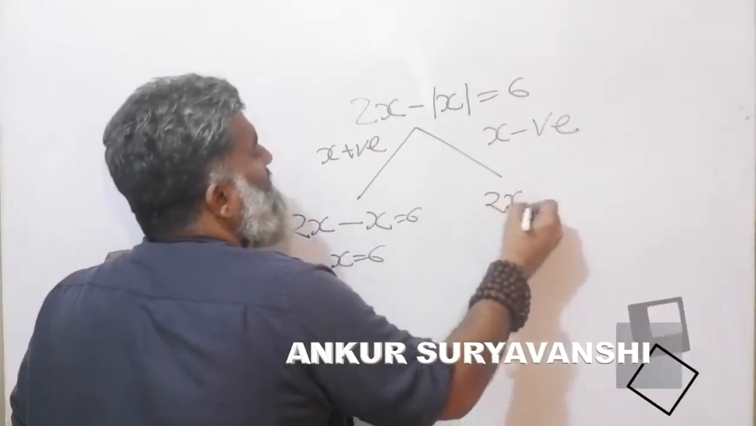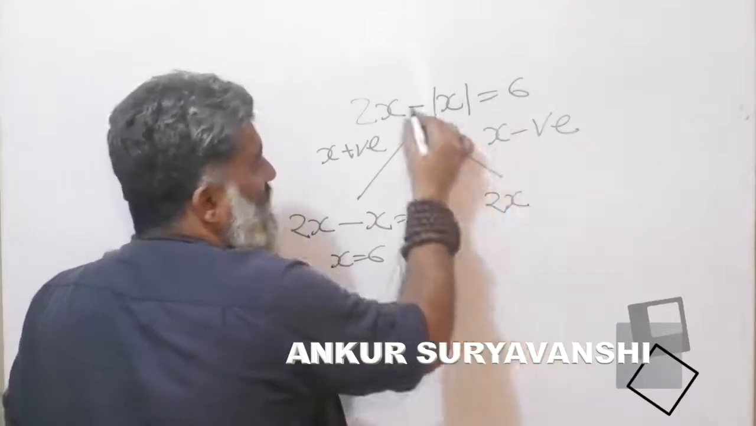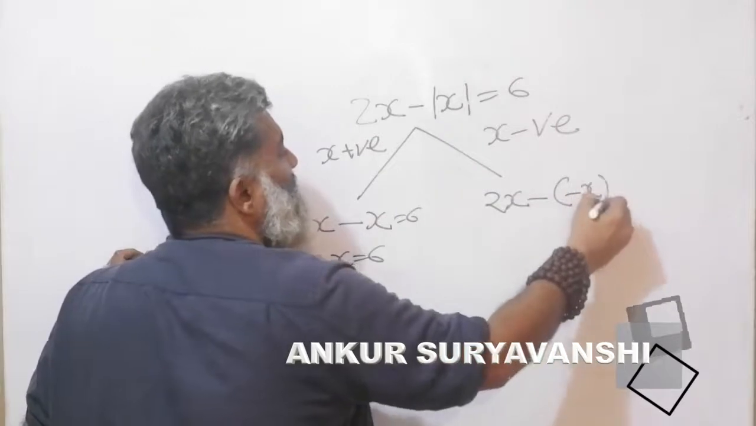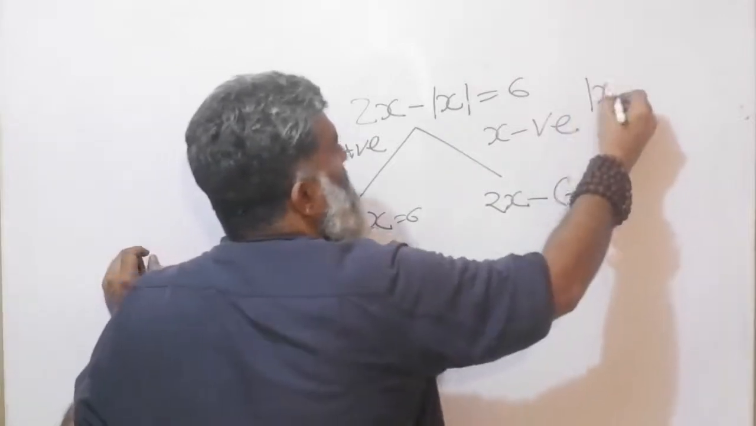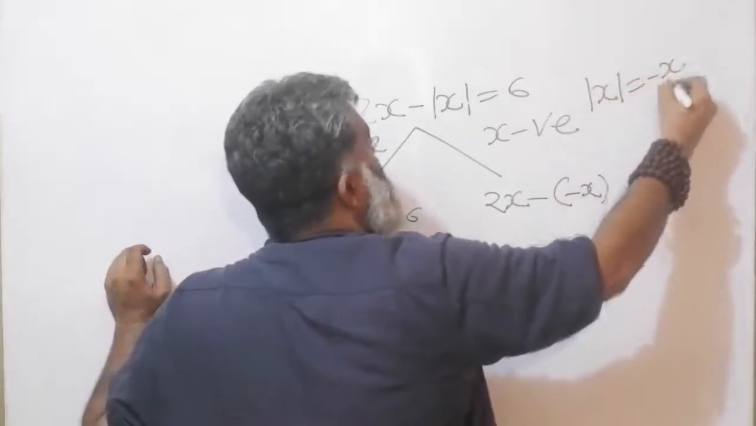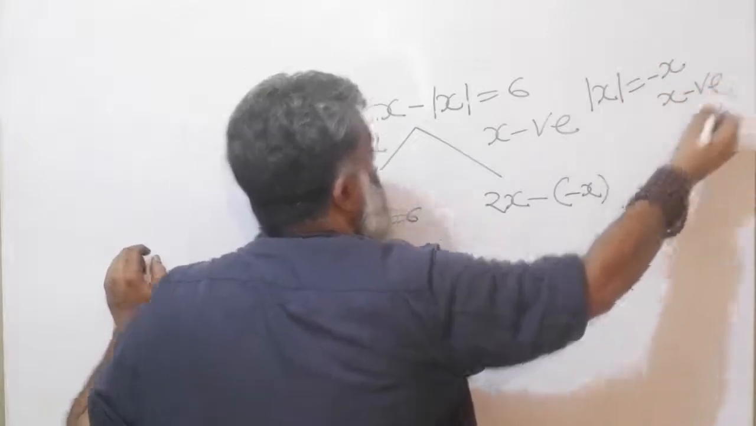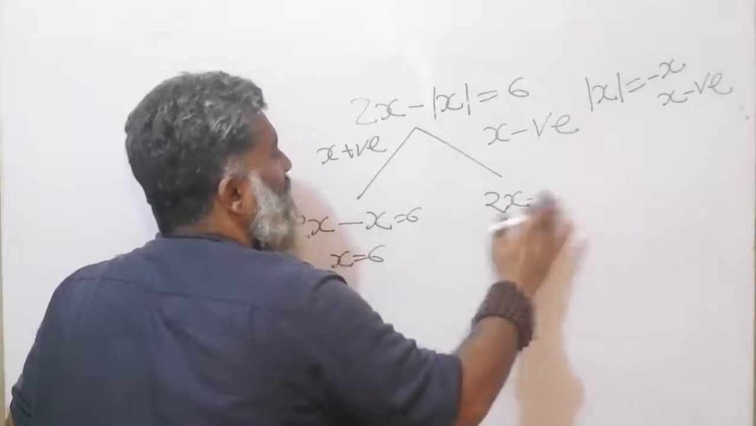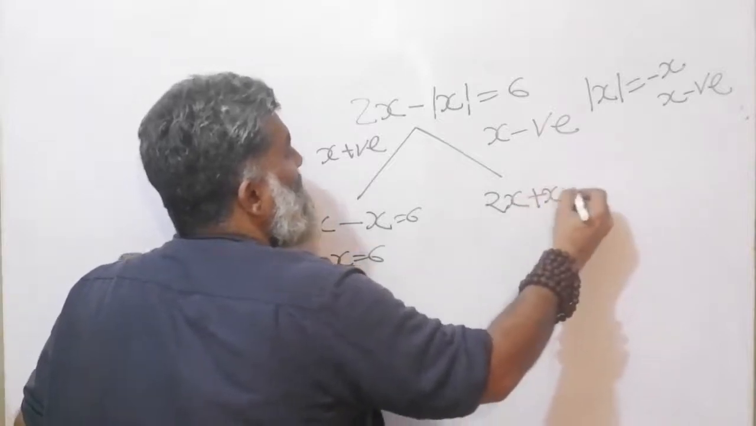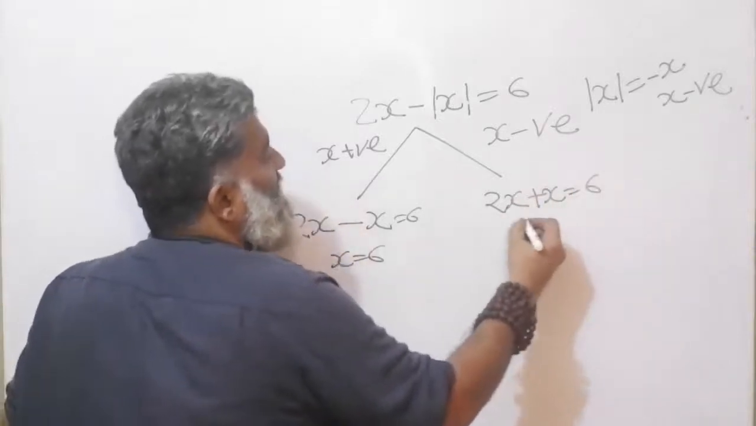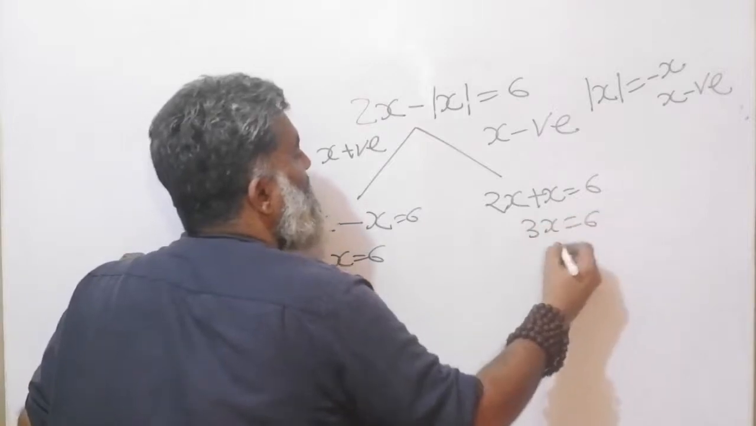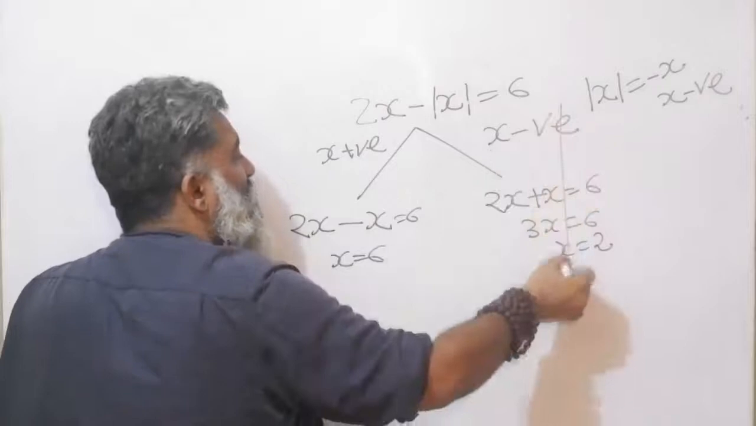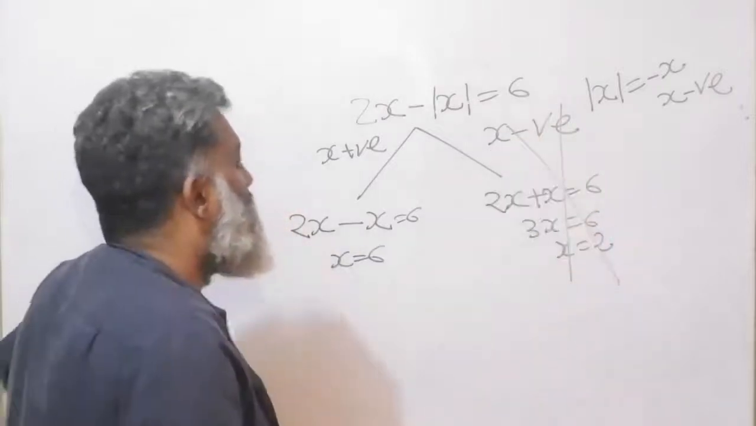But if x is negative, what do you get? You get a 2x. Instead of a mod of x, you get a minus of x, right? Because that's what the definition is. Mod of x is equal to minus of x when x is negative. So 2x minus minus of x, I'm sure everybody got it anyway. 2x plus x is equal to 6. And again 3x is equal to 6 and x is equal to 2. Now you see again this storyline is not working for me.